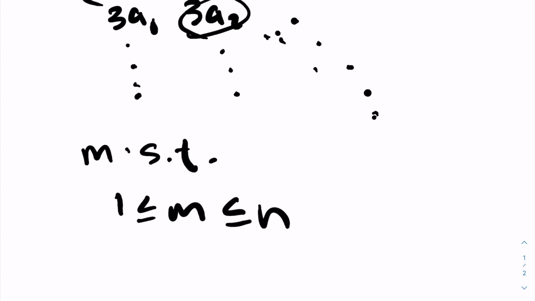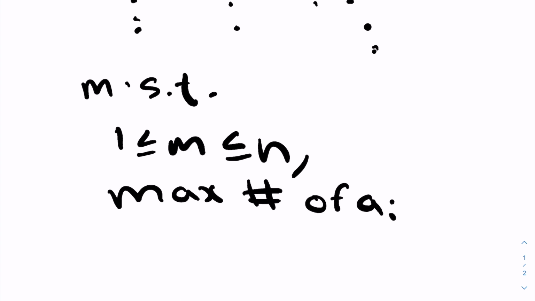Thus, we have to find some M such that 1 is less than or equal to M, which is less than or equal to N, and the maximal number of frogs pass through point M. This is equivalent to saying the maximal number of AI divide this number M, as a frog goes through each multiple of AI.